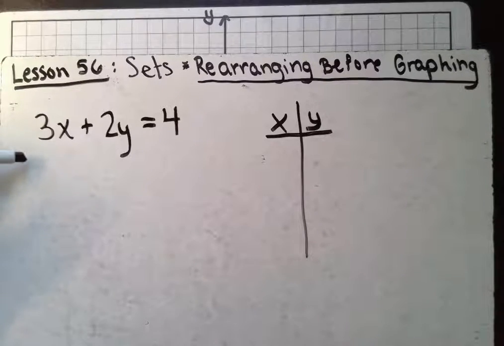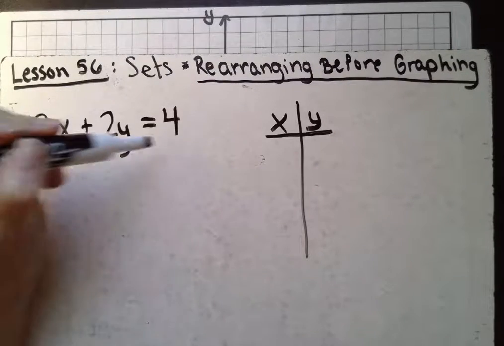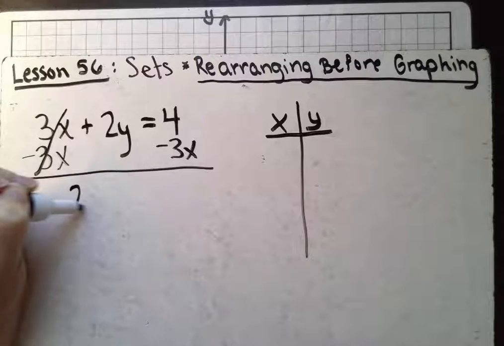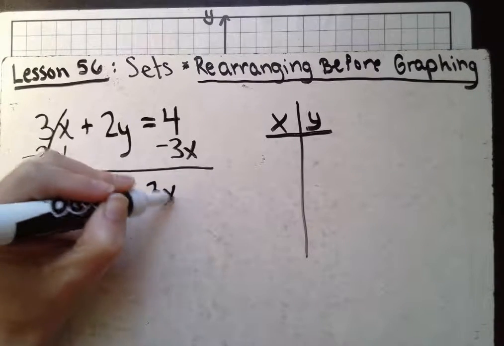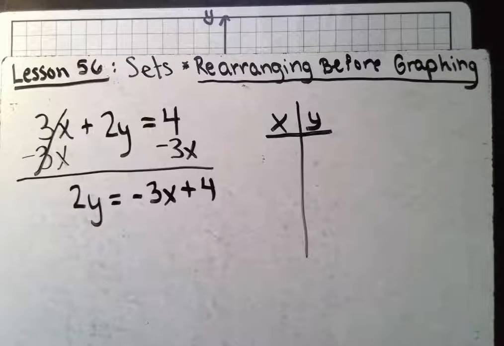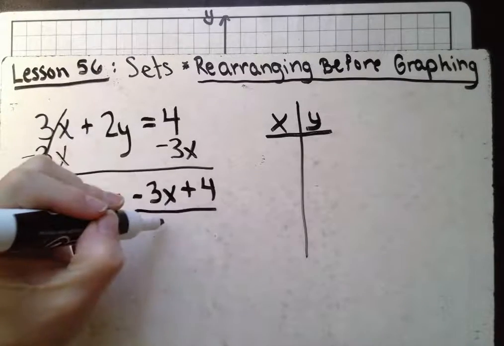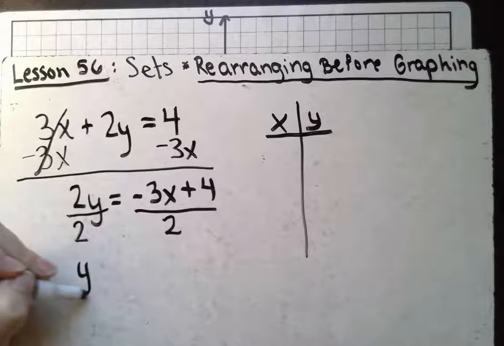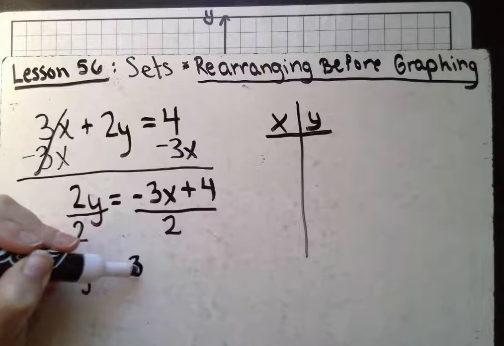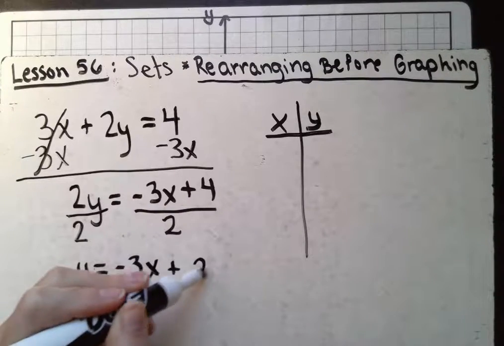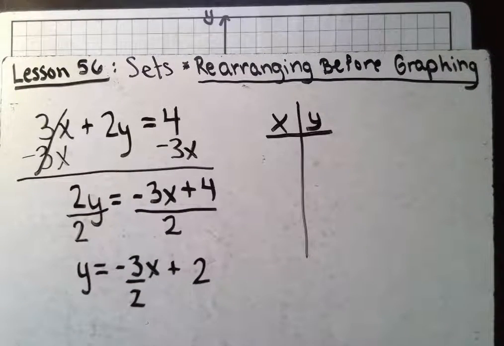So in order to do that, I would need to move this 3x by subtracting 3x from both sides. And then I would cancel from here, and I would get 2y equals negative 3x and then positive 4. And then further isolating the variable, I need to divide both sides by 2. And then I get y equals negative 3 over 2 x plus 4 over 2, which is 2. Okay, so now that I've rearranged it, I can go ahead and pick convenient values of x and plug them in to figure out y.